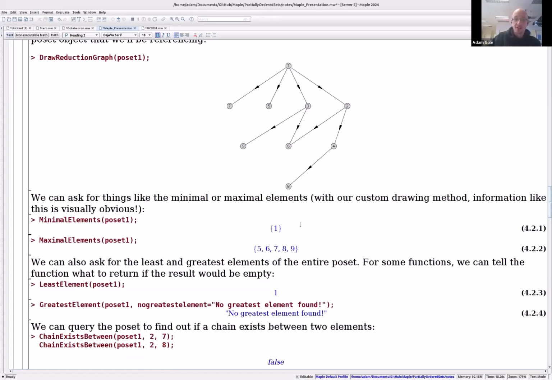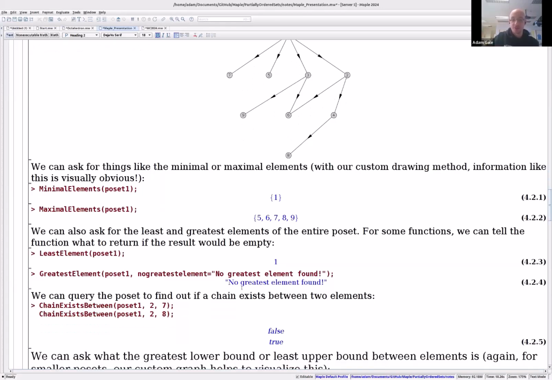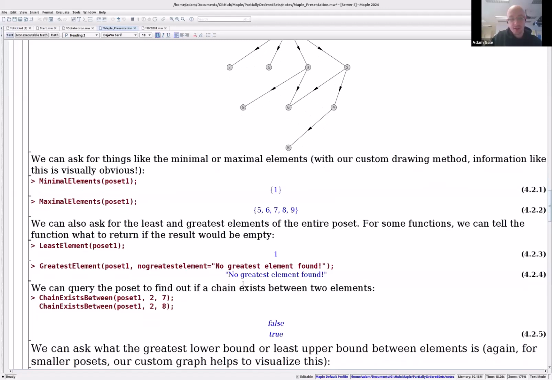For some functions, we can actually tell the function what to return if the result would be empty. So if we ask for the least element, there's only one minimal element, so it ends up being 1. But there is no greatest element, as we have several maximal elements. In this case, we can tell the function what to return. We just return the string, "no greatest element found."